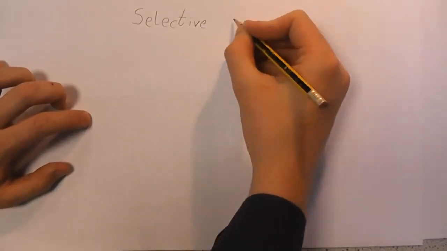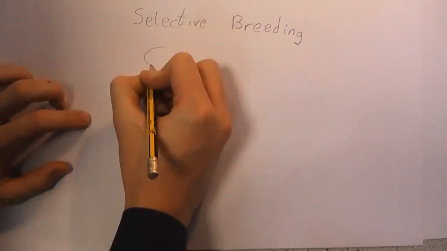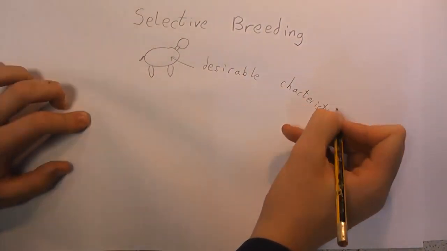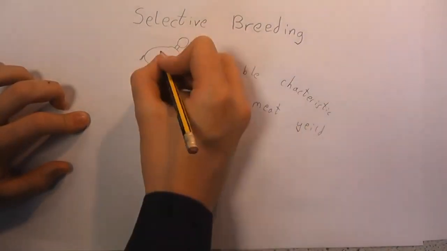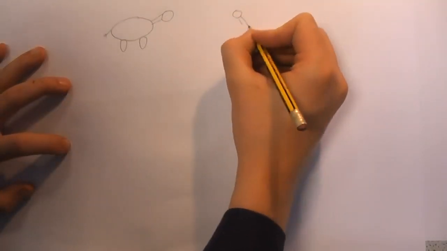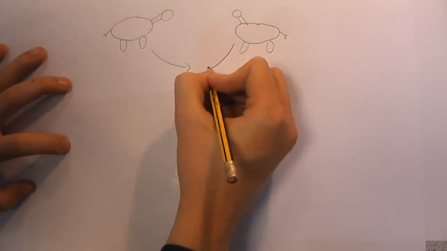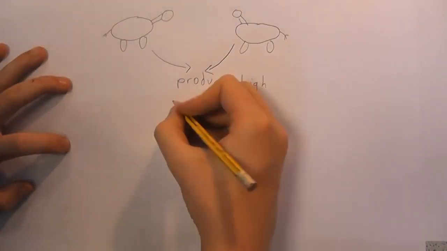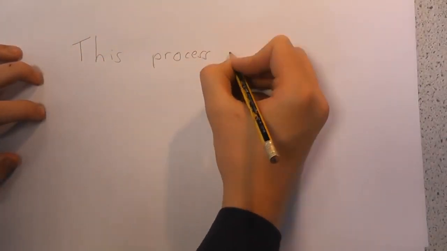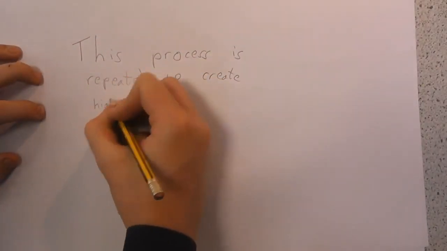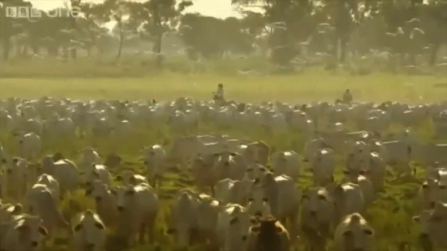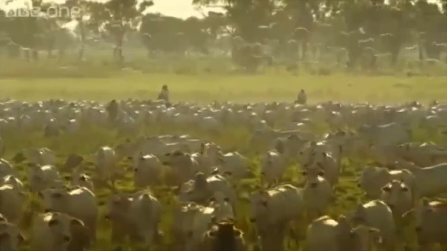Selective breeding is a relatively simple procedure, however requires time. By mating two animals that have a high meat yield, the offspring will share their characteristics. This is then repeated to produce higher and higher meat-yielding offspring. The biological procedure, however, is quite complicated.